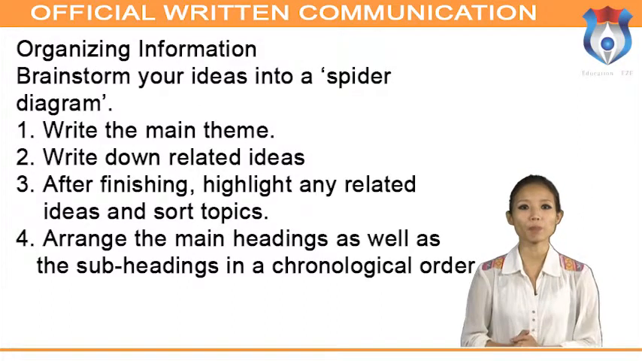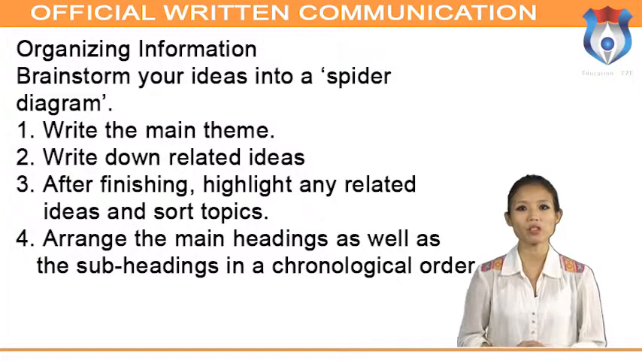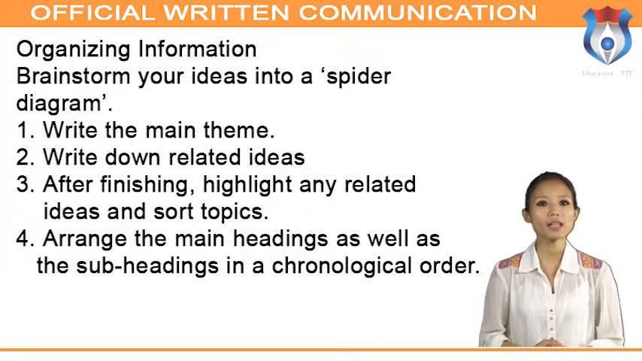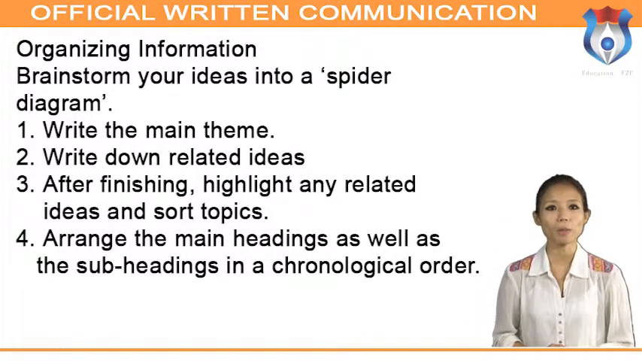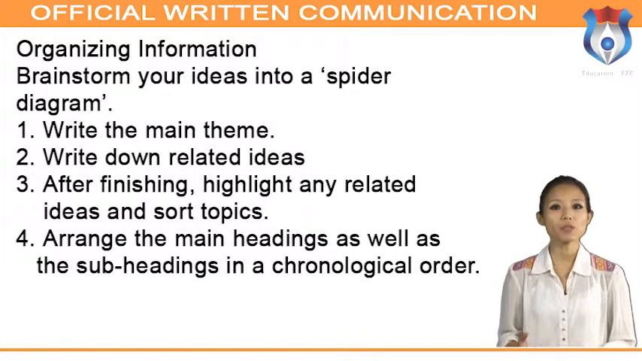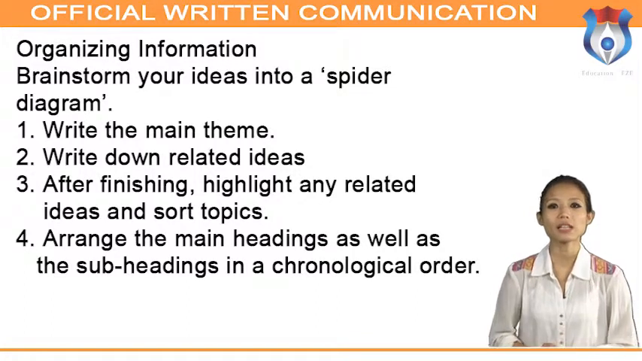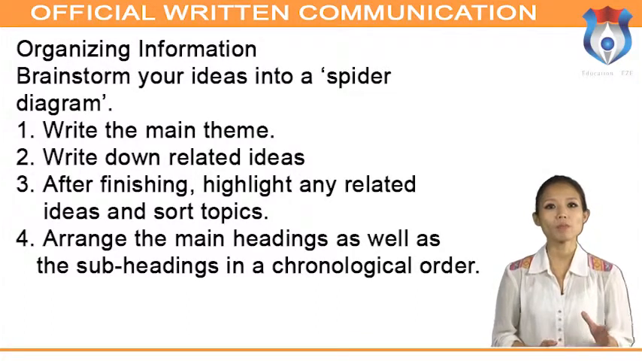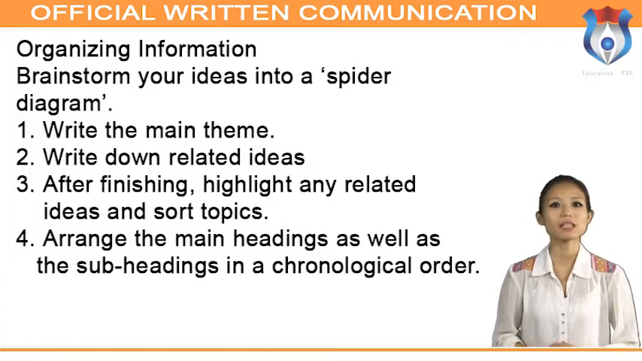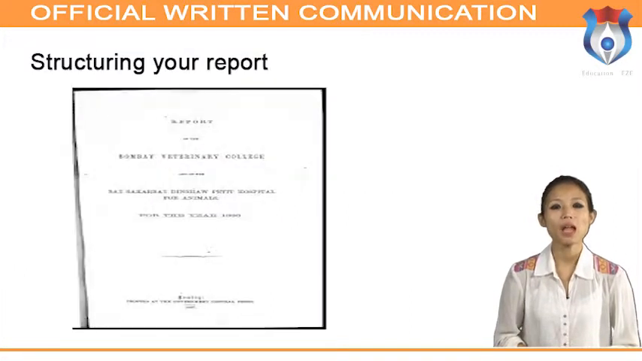Organizing information. Brainstorm your ideas into a spider diagram. Write the main theme in the center of a piece of paper. Write down all the ideas and keywords related to your topic starting from the center. After finishing, highlight any related ideas and sort topics. Arrange the main headings as well as the subheadings in a chronological order.